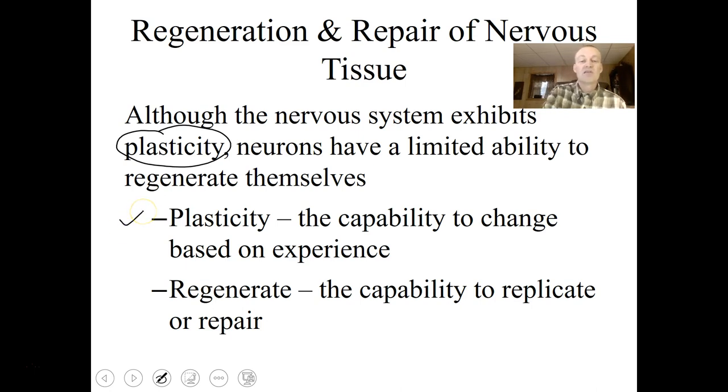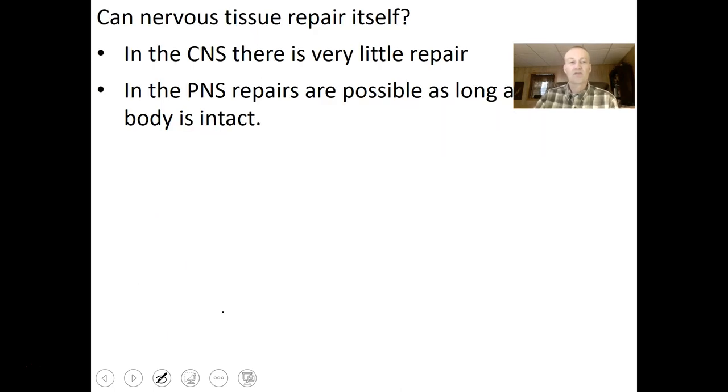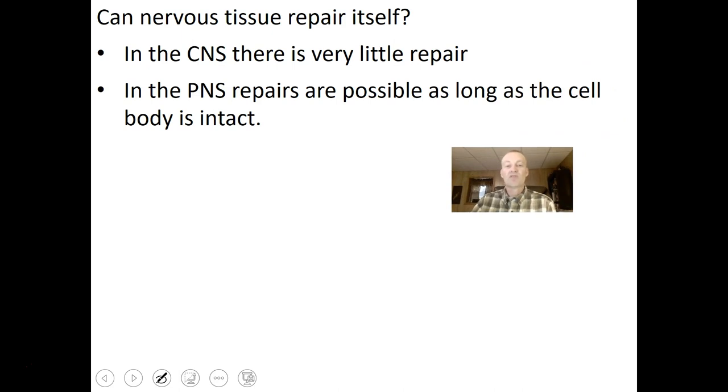Plasticity is the capability to change based on experience. So we do have the ability to grow new nerve cells or to grow more myelin, more dendrites, more axons. And there is some ability to replicate some nerve cells in some areas and to repair. So there is some repairability to nerve cells. But generally speaking, if you damage nerve tissue, that's not going to be good because it's very hard for those things to repair themselves. Generally speaking, the central nervous system has very, very low ability to repair itself.